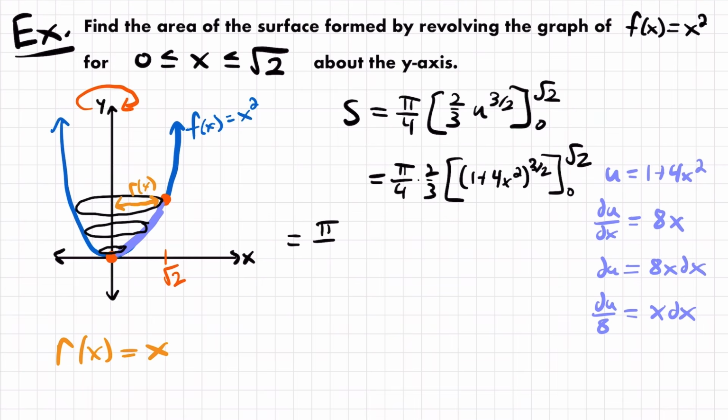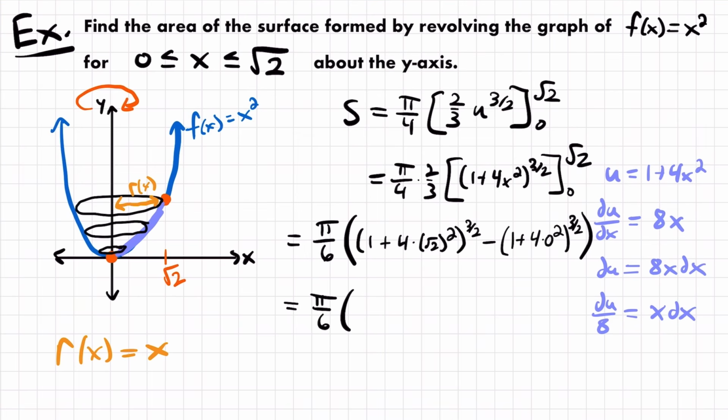We will have pi divided by 6 times this expression evaluated at the square root of 2. So we'll have 1 plus 4 times the square root of 2 squared to the 3/2 power minus the evaluation at 0, which will be 1 plus 4 times 0 squared to the 3/2 power. All right, and so if we simplify, that will be equal to pi divided by 6 times 1 plus 4 times 2, because the square root of 2 squared will be 2, and 4 times 2 is 8, and then 8 plus 1 is 9.